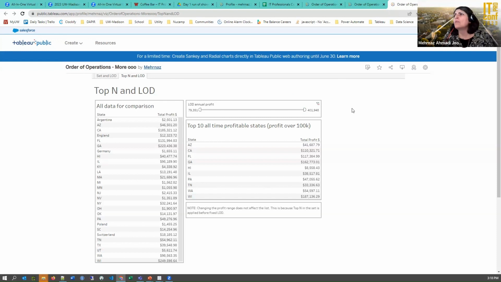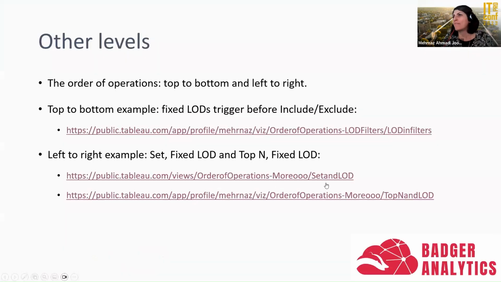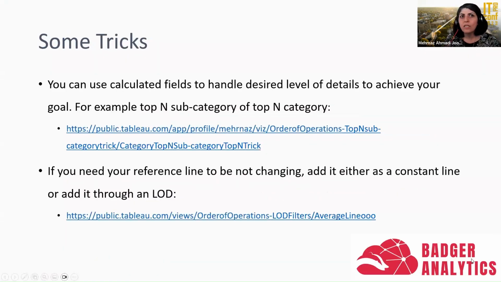So now, understanding the order of operation is not always troubling. We can use this to our advantage. And let's take a look at it. We can use this and calculated fields, for example, to handle the desired level of detail to achieve. I have a couple examples here where I can show.